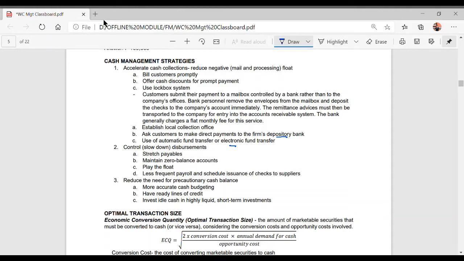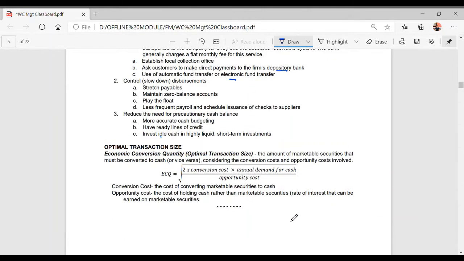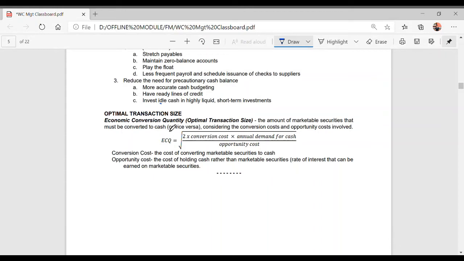Then the third one is reduce the need for precautionary cash balance. So this will involve more accurate cash budgeting, have ready lines of credit, and invest the idle cash in highly liquid short-term investments. Okay, so the formula involved in the cash management is the optimal transaction size. So what is the optimal transaction size, or it's also called as the ECQ, economic conversion quantity? So this is the amount of marketable securities that must be converted to cash or vice versa, considering the conversion costs and opportunity costs involved.